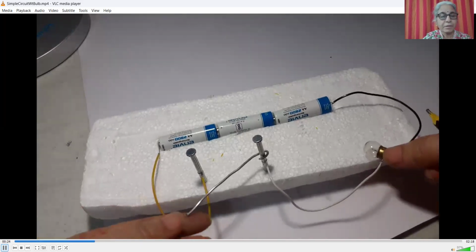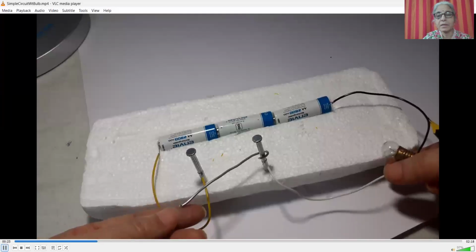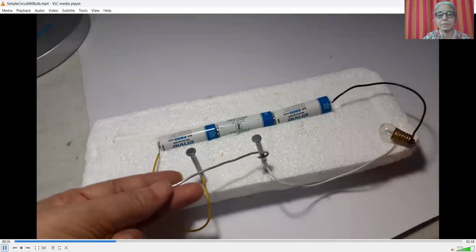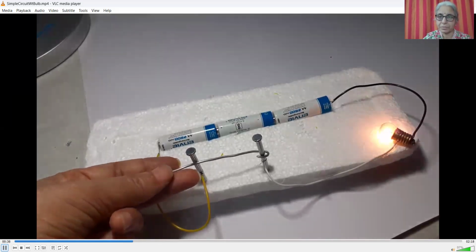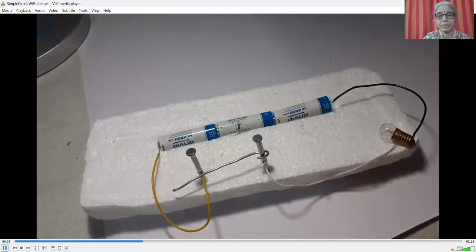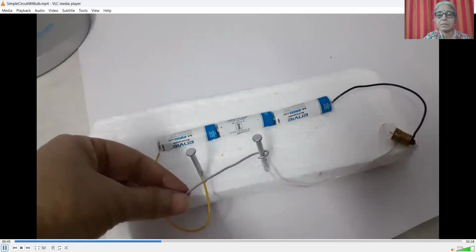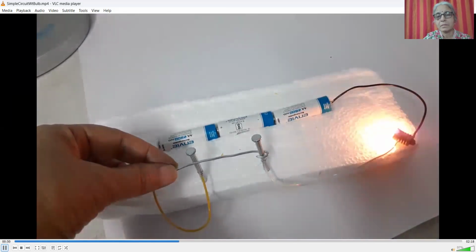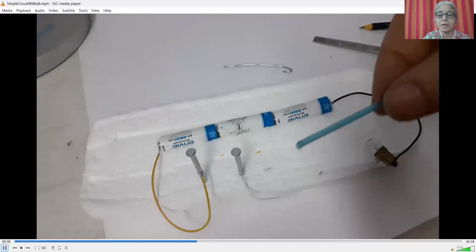And now we have an aluminum wire. I'm going to close that gap using a piece of aluminum wire and check if the bulb glows. When I touch these two nails, the gap is closed and the bulb glows. That means aluminum allows electric current to pass through. It's a conductor.